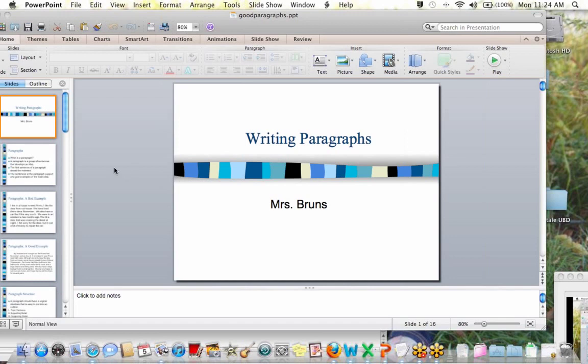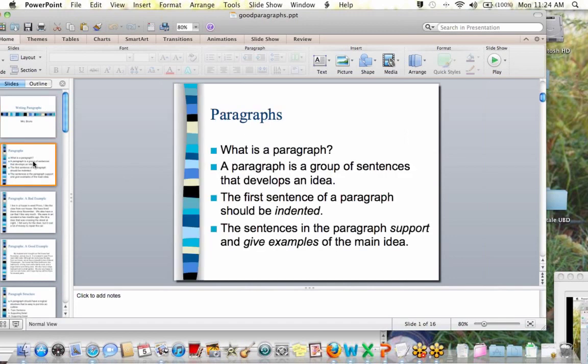So just sit back for just a second. What is a paragraph? It's a group of sentences that develops an idea. The first sentence should always be indented, and the sentences around it support and give examples of the main idea. So here we go. I'm going to show you a couple examples.